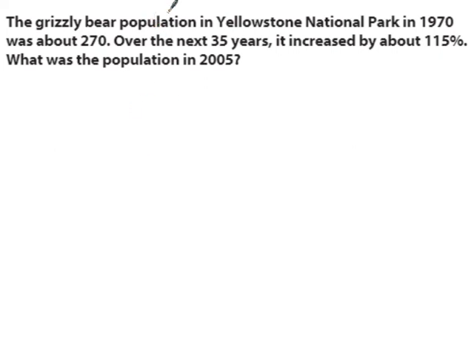Okay, grizzly bear population in Yellowstone National Park in 1970 was about 270. So there's my original amount. That's already my denominator. Over the next 35 years, it increased by about 115%. What was the population in 2005? So I'm sorry, I asked you guys to try this one, but it gave you a percent. I didn't even really look at the details. We changed it up a little bit. So this is a different kind of problem. You probably didn't know how to do this one. That's okay. So it increased by 115%.